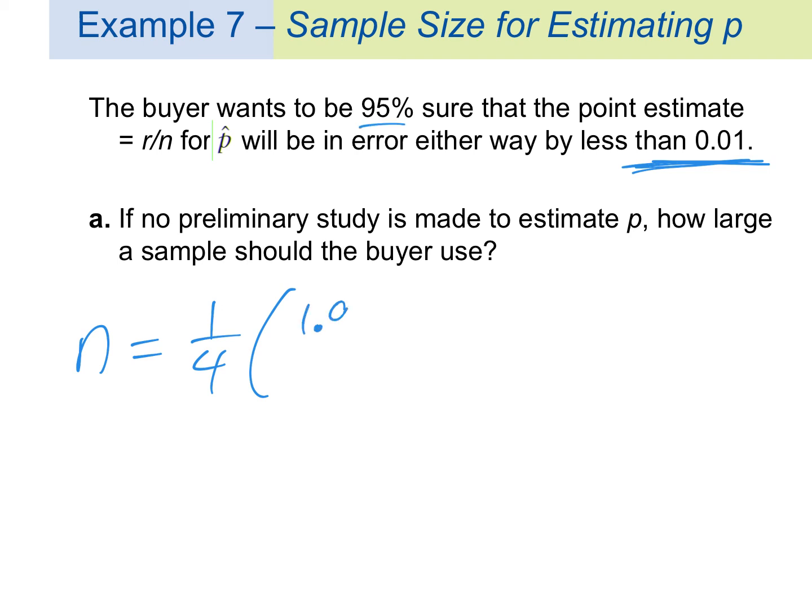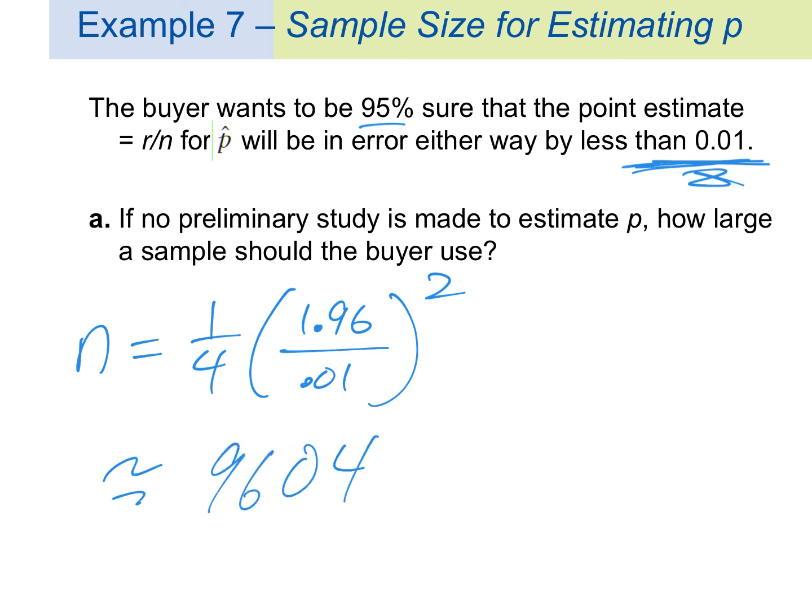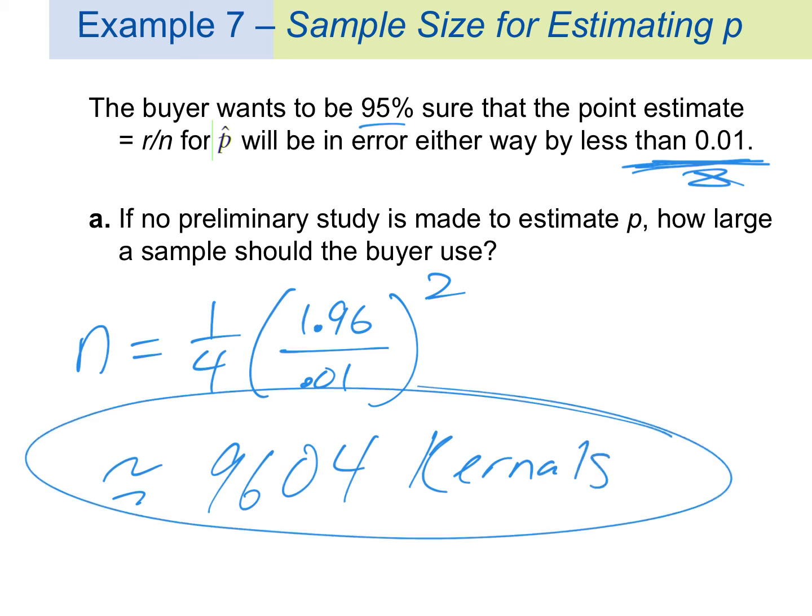95% Z is 1.96. The error is the 0.01, and we can't forget to square. So I would take 1.96 divided by 0.01, hit enter, which is 196. I would square that and get a big old 38,416, and then I would multiply by 0.25. And this gives me an exact whole number. Kernels. There was no decimals here. Okay, there was no decimals.